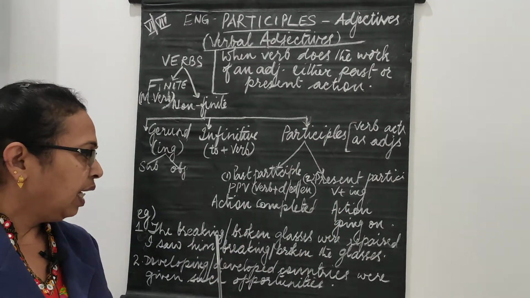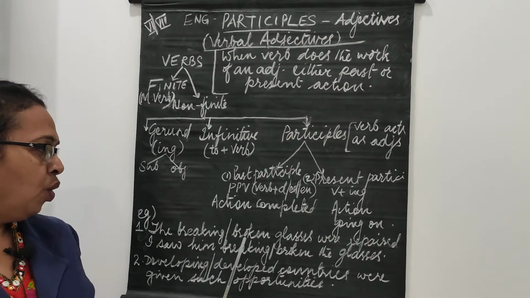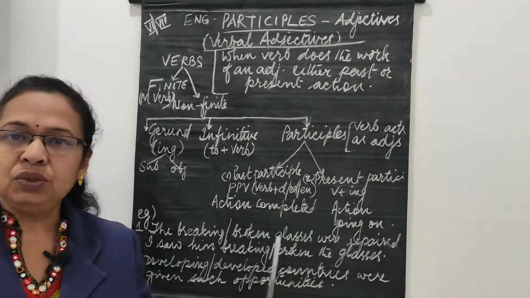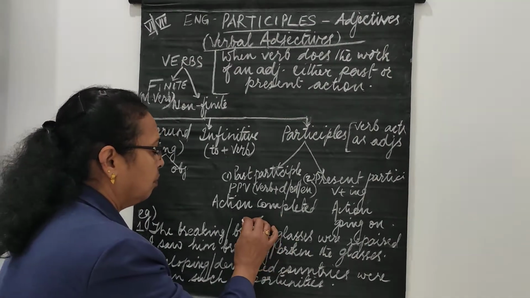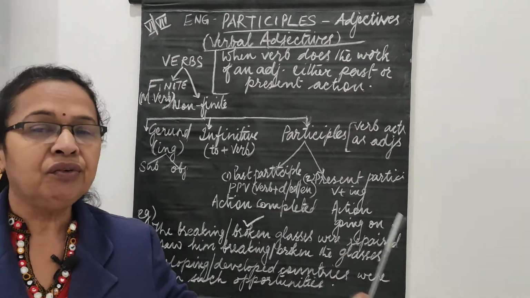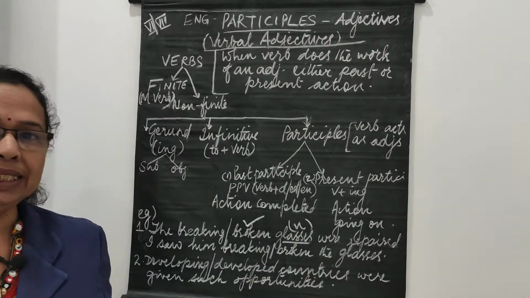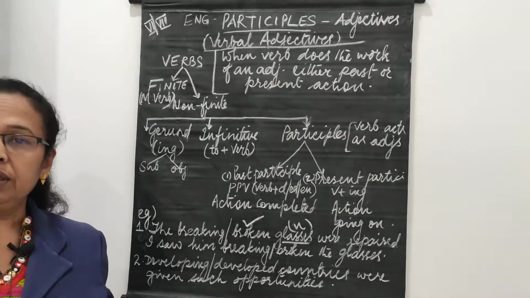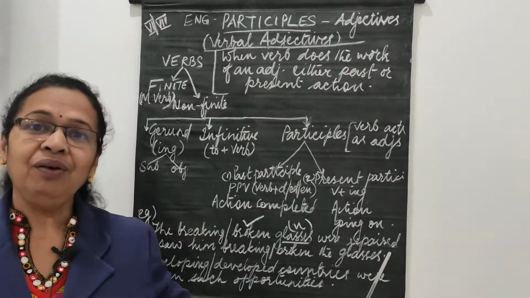Now you have to see whether the action is complete or not. If the action is completed, then it should be a past participle. So the action is completed. The broken glasses were repaired already. So you have to use broken glasses. Glass is a noun. So, the broken glasses were repaired. You cannot say the breaking glasses were breaking and still repairing. Not possible. So it is the broken glasses were repaired.